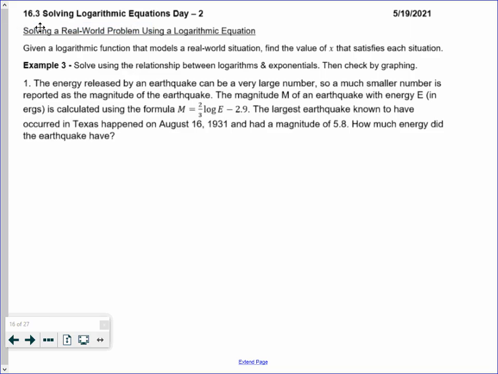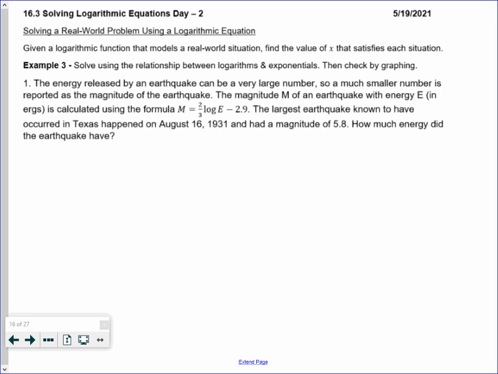How's it going, guys? Today in this video, we're going to be going over Module 16.3, Day 2. It's going to be very similar to 16.3, Day 1, solving logarithmic equations, but we're just going to have word problems. So just giving you the equation. So let's go ahead and just start the problem.